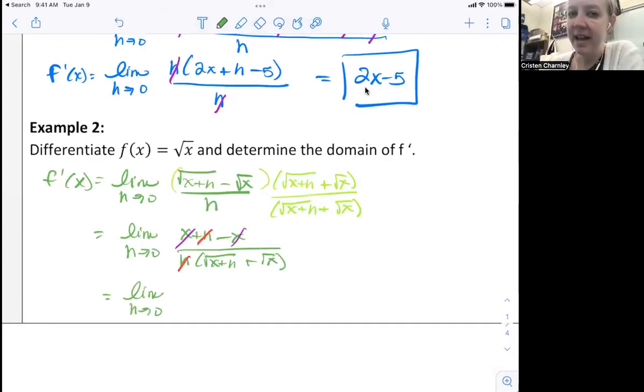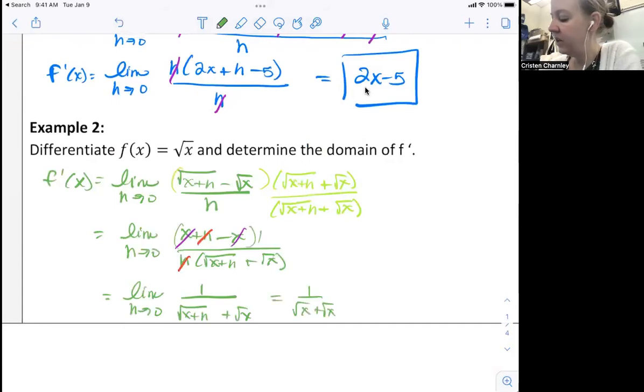Don't forget, there's still a 1 up here. A few of us forgot that there was a 1 there on the test and let our answer just float up to the numerator. It doesn't quite work like that. And it's not a 0, but it's a 1. Now, if I put 0 in place of h, I have 1 over the square root of x plus the square root of x, which is 1 over 2 root x.